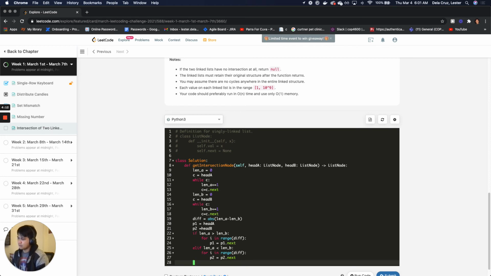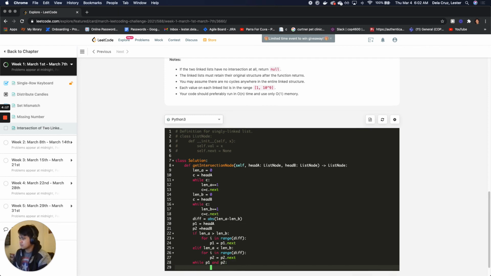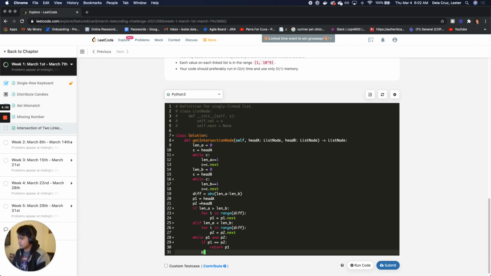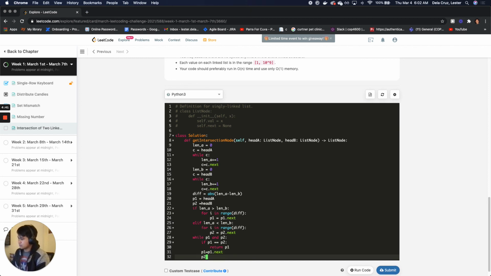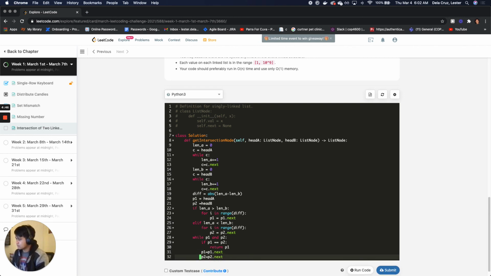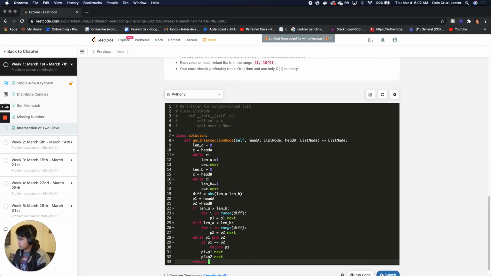Then once that's done, we just say while P1 and P2, as soon as we see a match, we're done. So if P1 equals P2, return P1, that's the match. Otherwise you just increment P1.next, P2.next. If you don't find anything, return None.